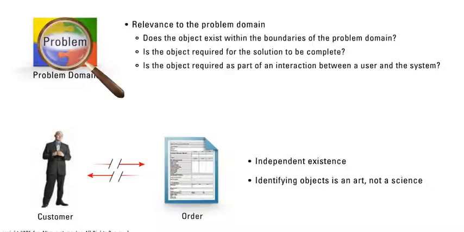Is the object required for the solution to be complete? Again, a shirt object seems to be necessary. Otherwise, how can we have a catalog of shirts to sell? Also, is the object required as part of an interaction between a user and the system? For instance, an order object seems to be how we're going to take the information from the customer and use it inside the system. So an order object seems pretty clear to be included as well. As you go through these candidate objects, you ask yourself these questions, and you see which ones fit and which ones don't.